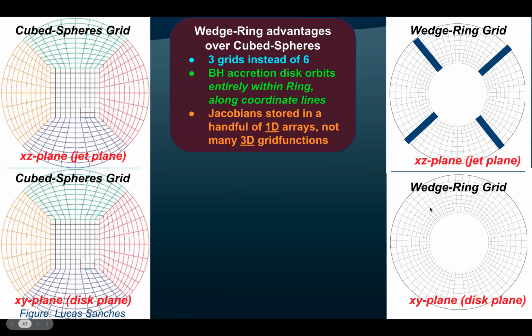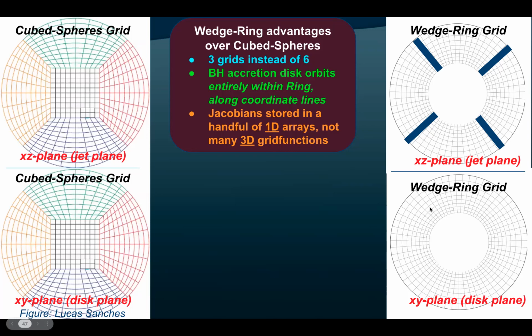So we heard about cube spheres. Cube spheres is an outstanding approach for putting down grids. It's, I would argue, superior in many ways to just ordinary Cartesian AMR, and it has its own advantages over the wedge ring approach. Let me first talk about the advantages of wedge ring over cube spheres. First, there are 3 grids instead of 6. Second, if you want to evolve what is probably the most important system that those of us who do GR-MHD need to model, which is the black hole accretion disk.